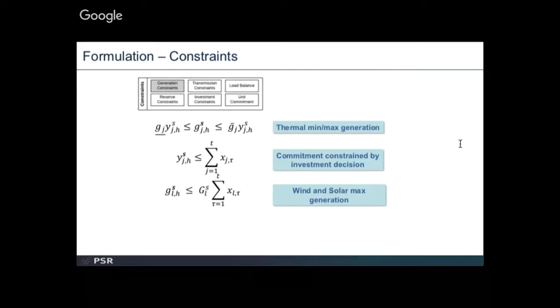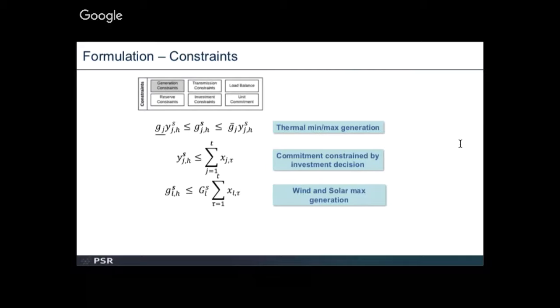If Y is equal to 1, then the thermal generation must be between the minimum and the maximum generation. And that's why the commitment is very important, because if we were not considering the commitments, a thermal plant could be turned on in the system without generating at its minimum capacity. Then we must constrain the commitment variable by the investment decision, because if the project is not inside the system, it must be turned off. So it's just a constraint to guarantee that nobody will be turned on if it's not inside the system. And we also have wind and solar maximum generation.